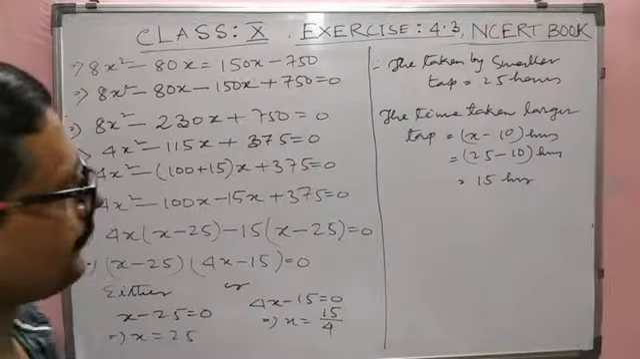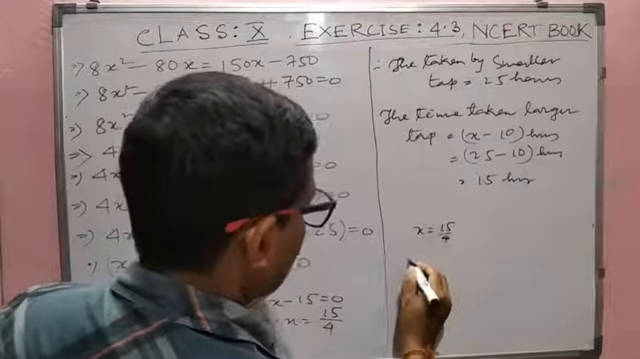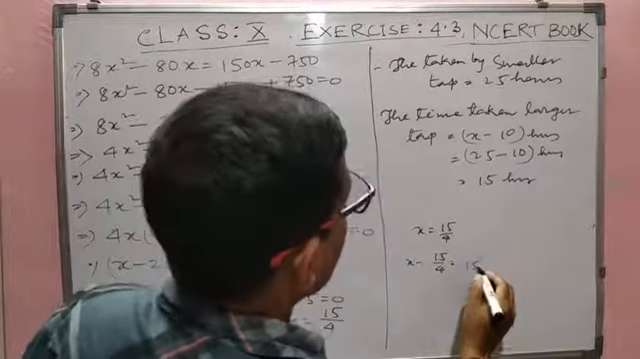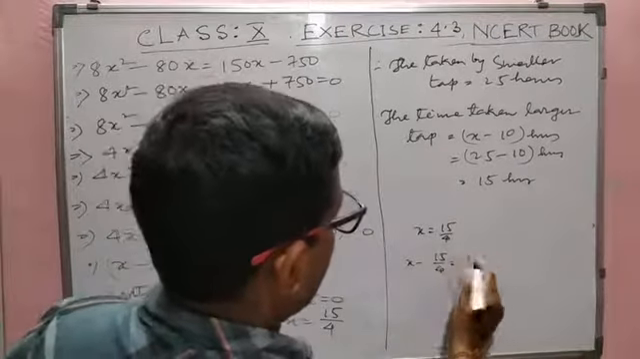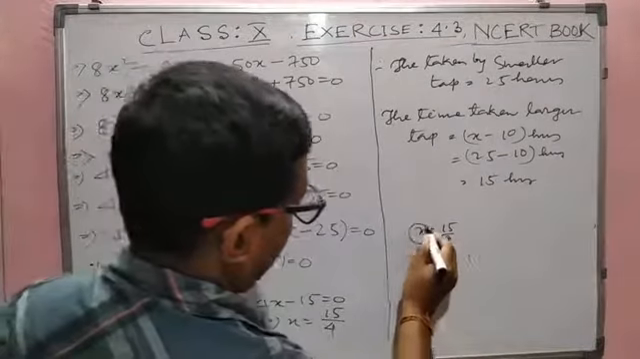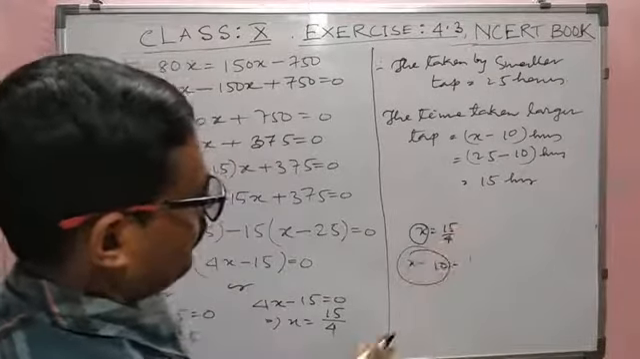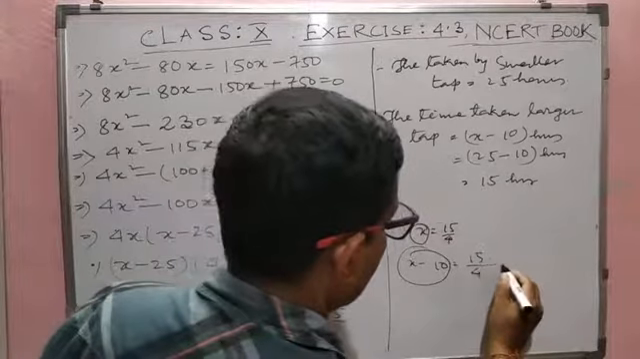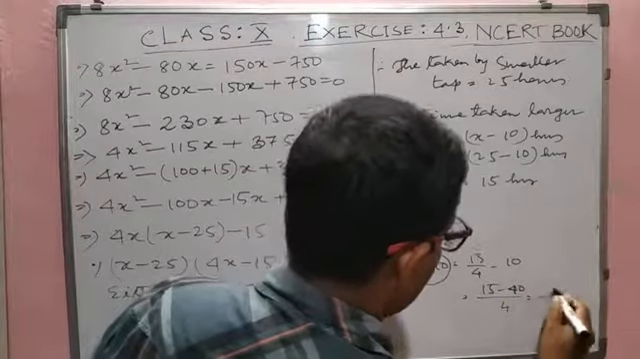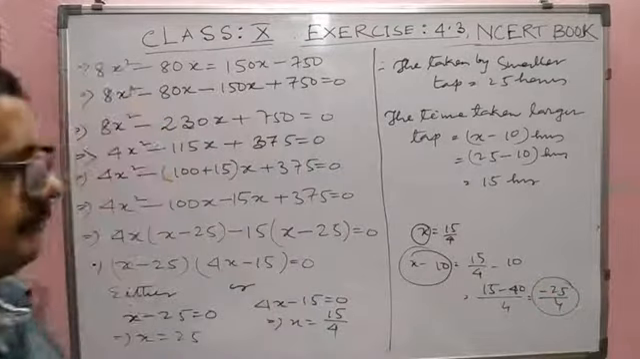Now for this, you see, if we consider x as 15 by 4, then what will happen? It will be x minus 10, because x is the time taken by the smaller tape and x minus 10 is the time taken by the larger tape. So x equal to 15 by 4. If we put 15 by 4 here, then what will happen? You see, 15 minus 40, that will be minus 25 by 4. So time cannot be negative.